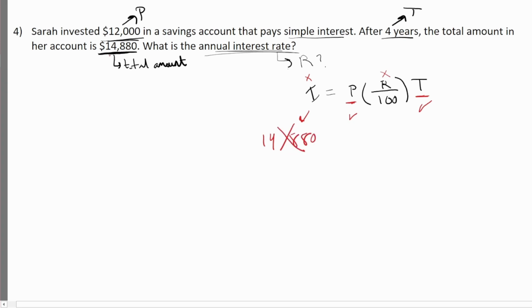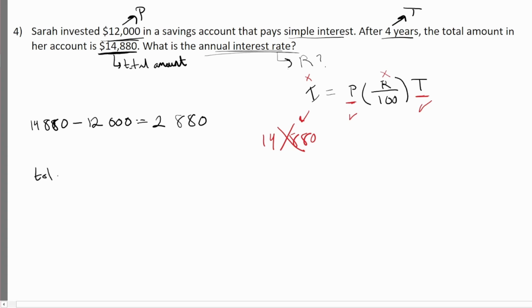Because 14,880 is not the interest. It's the total money I have after 4 years. So how would I know the interest? Well, it would be by subtracting. So I would go ahead and say the interest is going to be 14,880 minus 12,000, and we get 2,880.